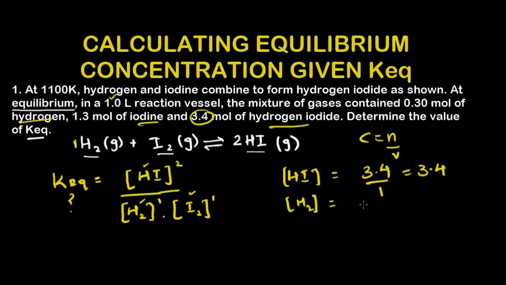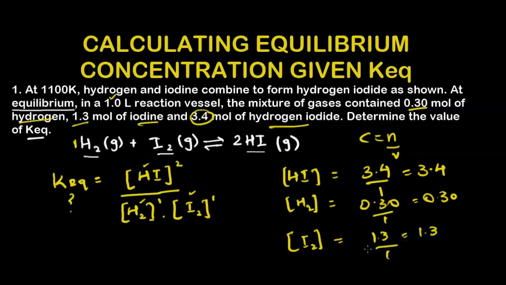Similarly, concentration of hydrogen is 0.30 divided by 1, which is 0.30 itself. Next, concentration of iodine is 1.3 divided by 1, which is equal to 1.3 moles per liter. Now we use all of these concentrations in this equation, and all we have to do is just solve the equation.